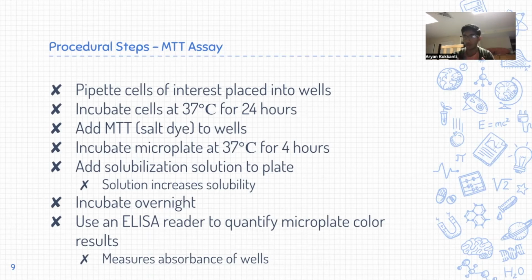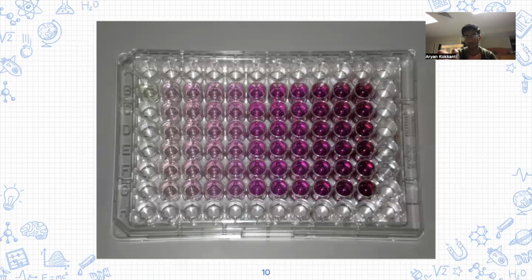And then incubate one more time overnight, and then you can use an ELISA reader to quantify the microplate color results. If you don't know what an ELISA reader is, it can use absorbance of the wells to determine the concentration of cells or to make logarithmic graphs of the absorbance. In this case, as we go left to right, we can see that the wells become gradually darker. And if you were using an ELISA reader, at the very right side, you'd probably have the greatest result for absorbance, because you may remember from your physical science class or your chemistry class that darker usually indicates higher absorbance.